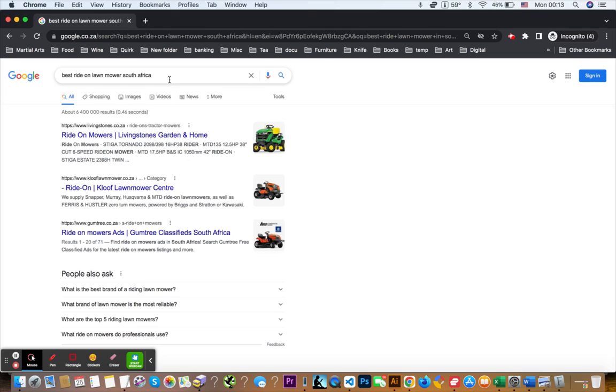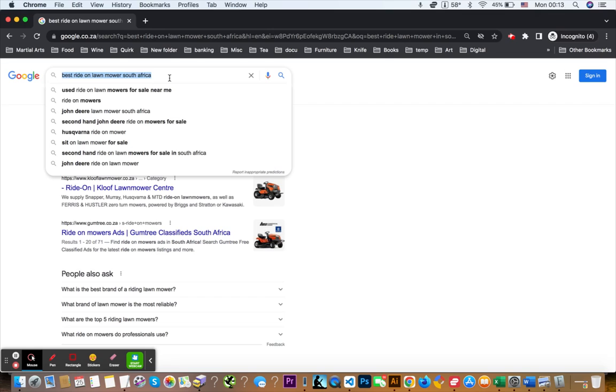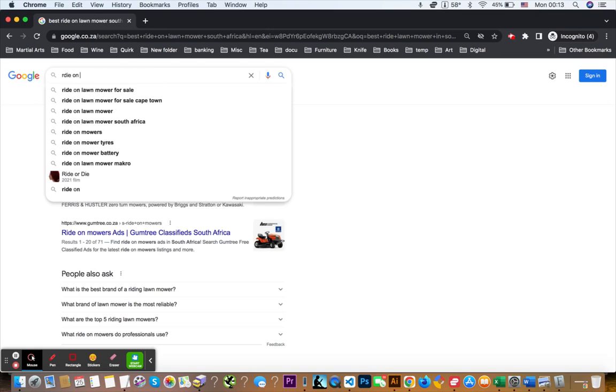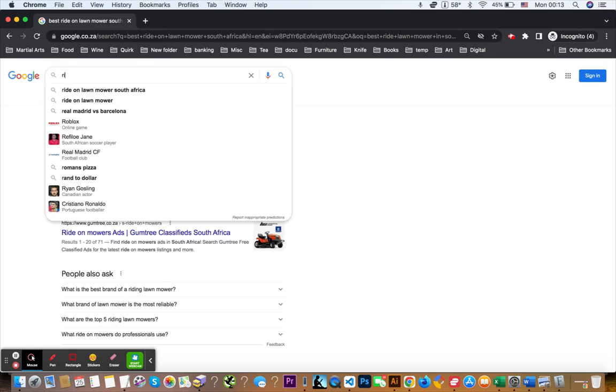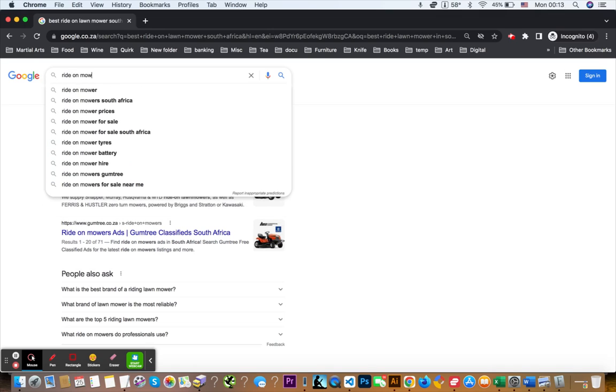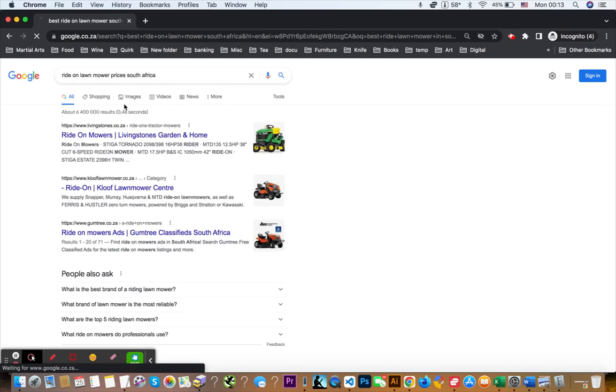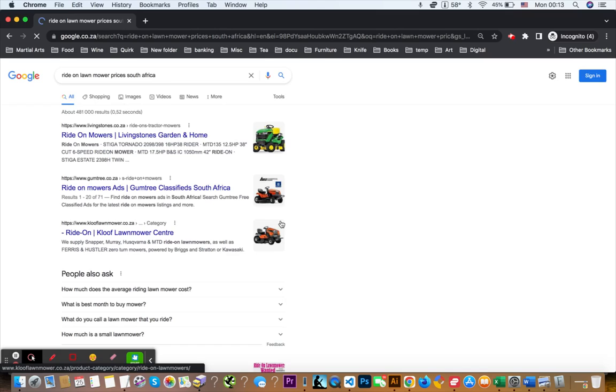The next would be the purchase stage, which would be ride on lawnmower prices, South Africa. Okay, so now we're looking at the prices, and this is really strong, really deep down the buying cycle. The person's about to buy.